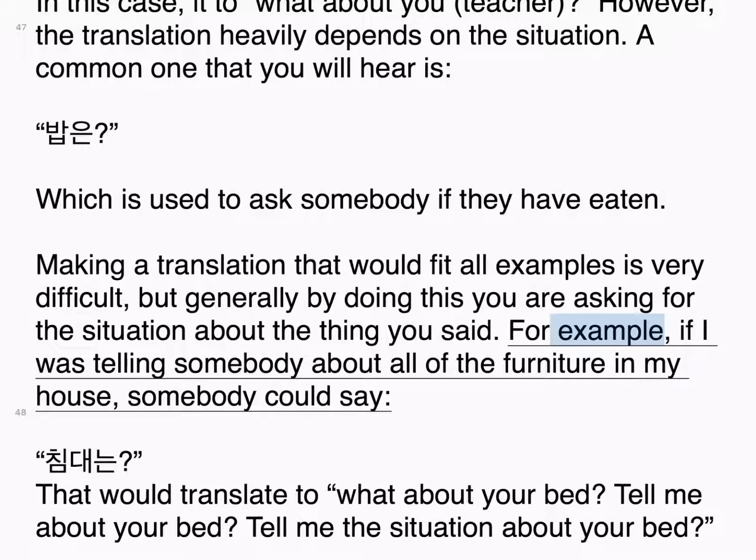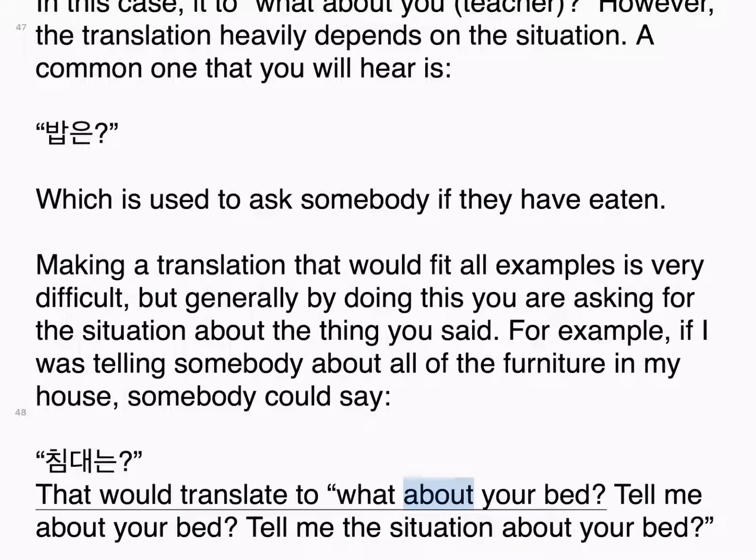For example, if I was telling somebody about all of the furniture in my house, somebody could say, "침대는?" That would translate to what about your bed? Tell me about your bed? Tell me the situation about your bed.